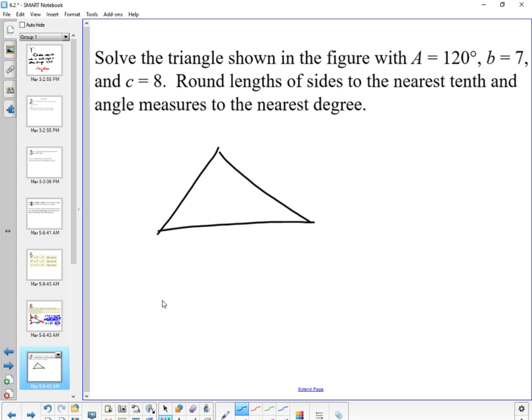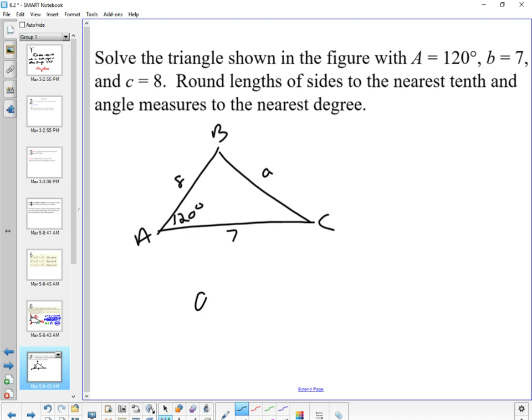Let's take a look at this. Let's break this down. We've got A, B, C. If you went A, B, C, it doesn't matter. You'll get the same thing. I know that the measurement here is 120 degrees. Little b is 7, and little c here is 8. That is the perfect candidate for the law of cosines because I don't have enough information to use the law of sines. That means that I'm after little a, correct?